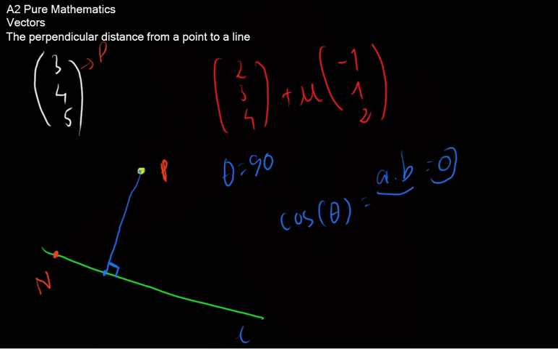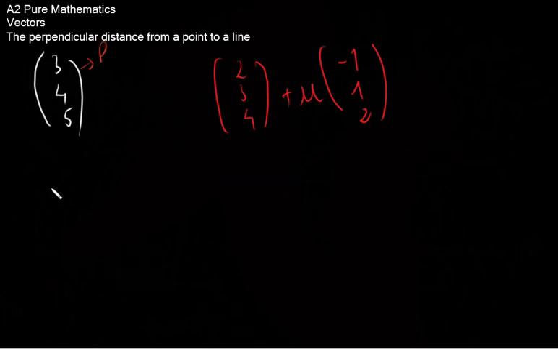Now let's see how we are going to do this. So here I have my point and I have my line. Now this line, if you rewrite it, this is what you'll get: 2 minus mu, 3 plus mu, 4 plus 2 mu. This is what you will get. And basically let's say this is a point on the line and this is P. So let's say this is point N.